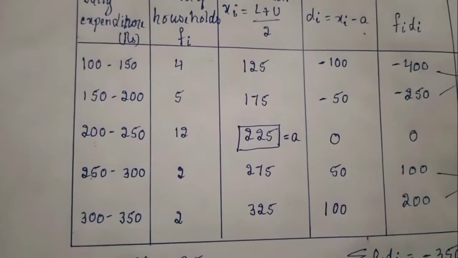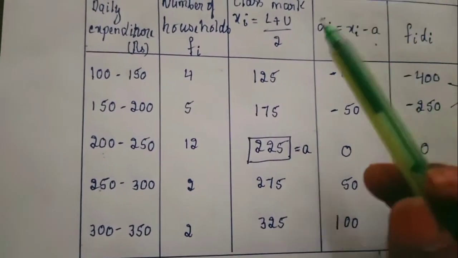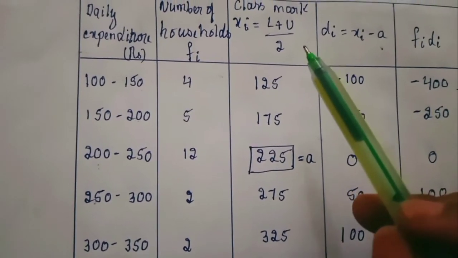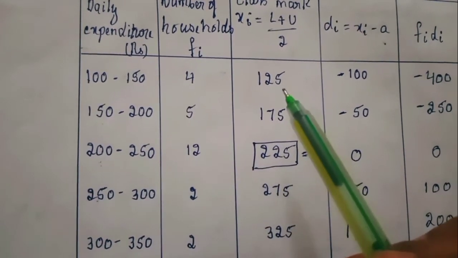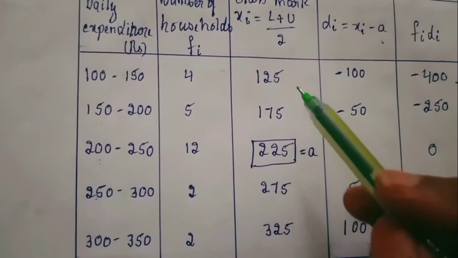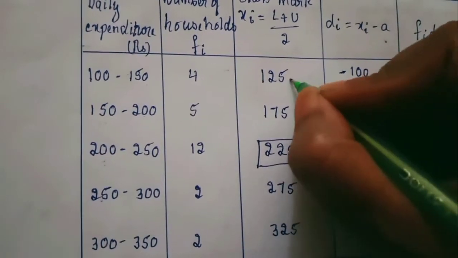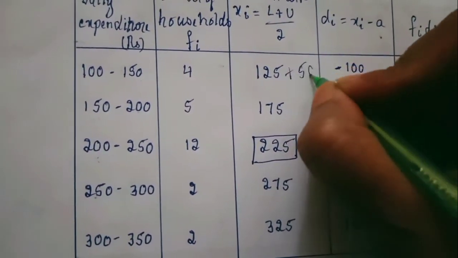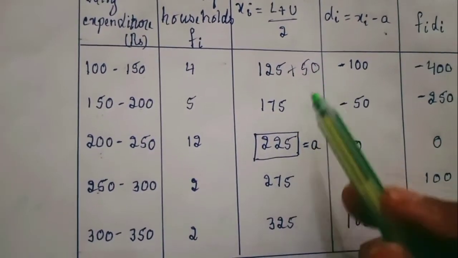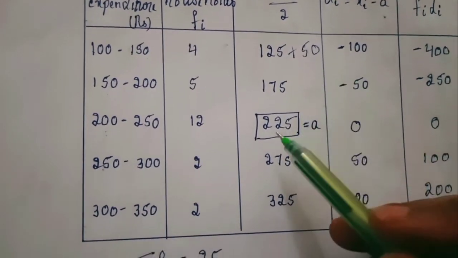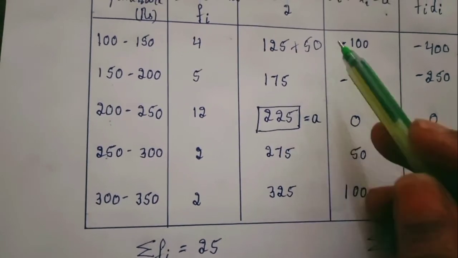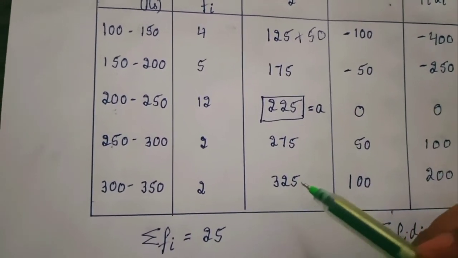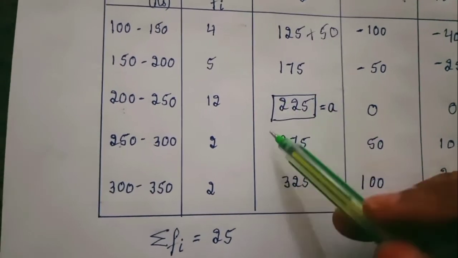And the next column of any method we have is class mark. Xi equals lower limit plus upper limit divided by 2. 100 plus 150 divided by 2 is 125. And go on adding here. What is class size? Class size is 50. So go on adding 50: 125 plus 50, 175, 175 plus 50, 225, 225 plus 50, 275, and 275 plus 50 is 325.